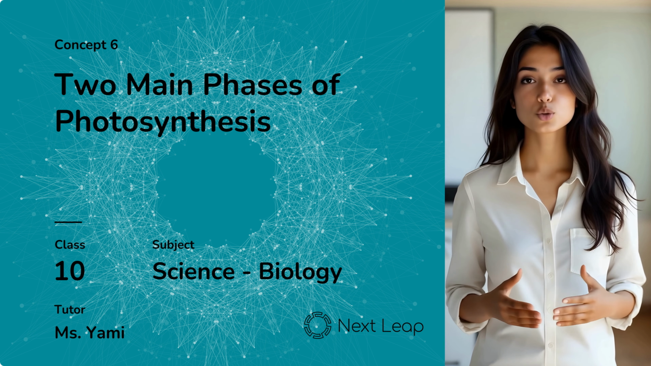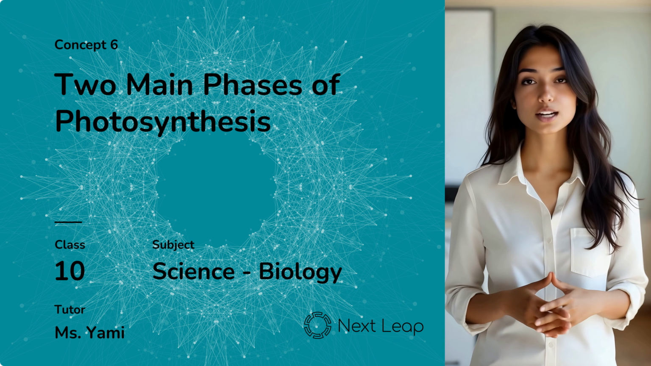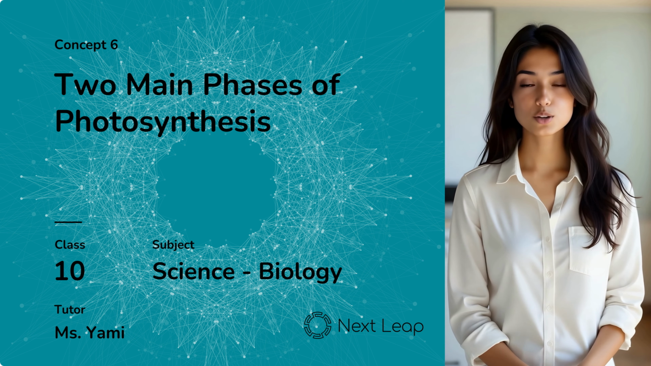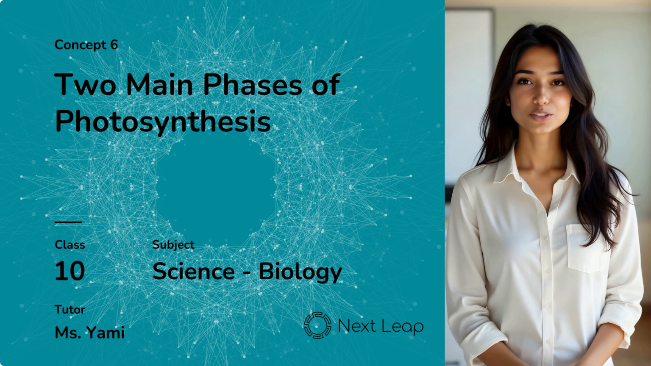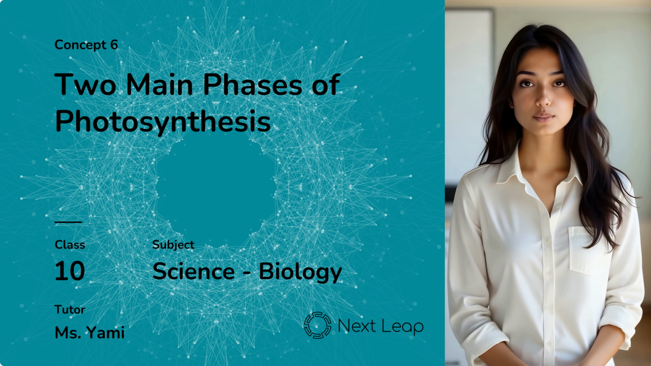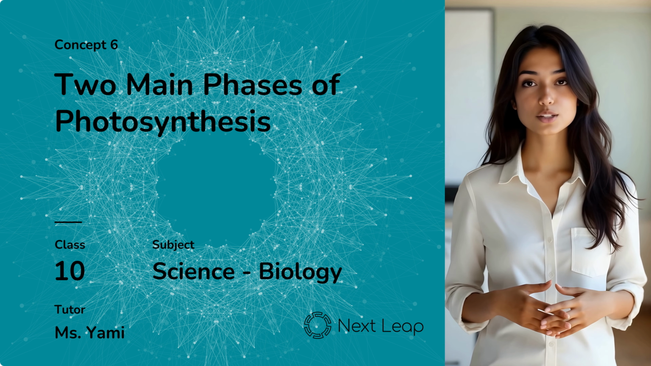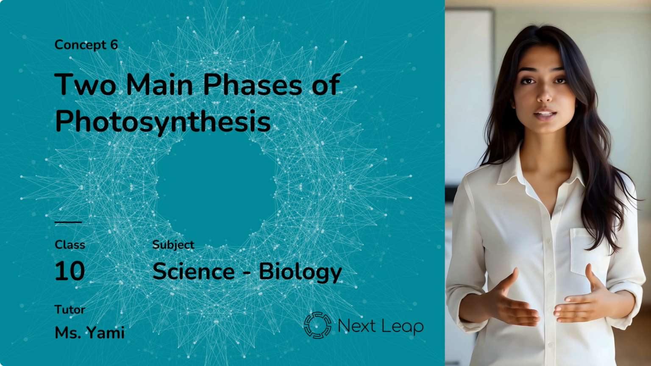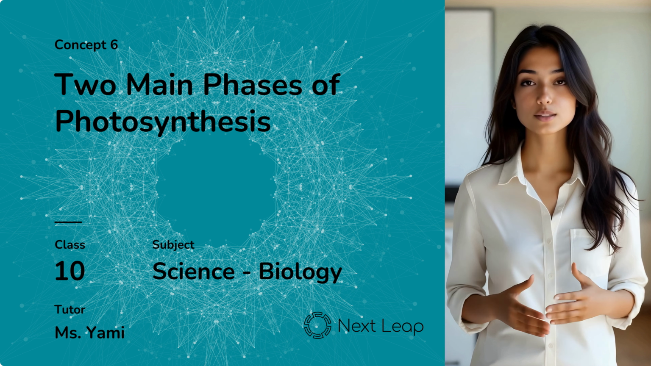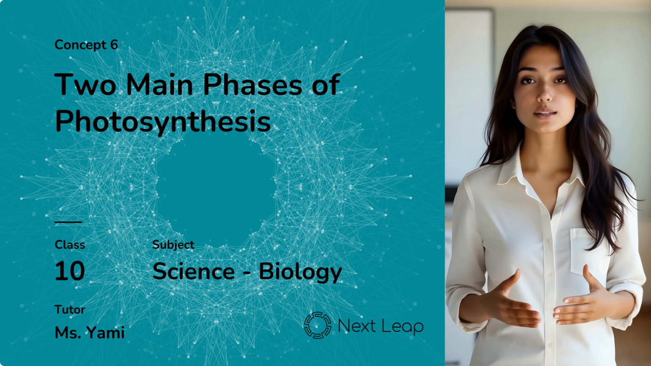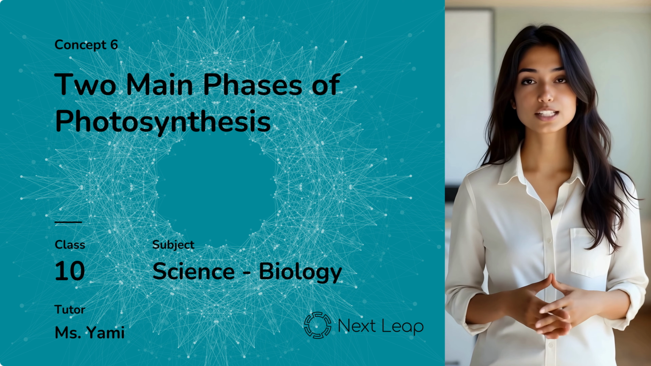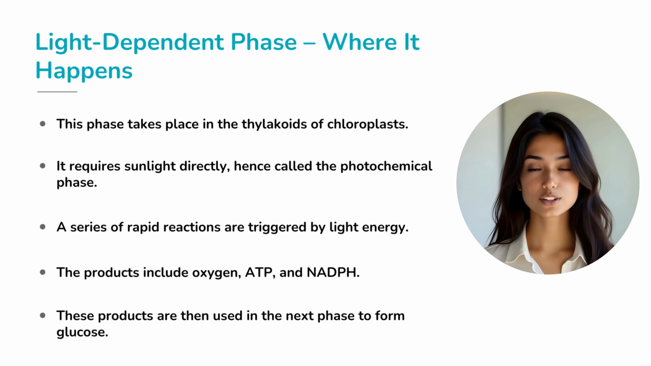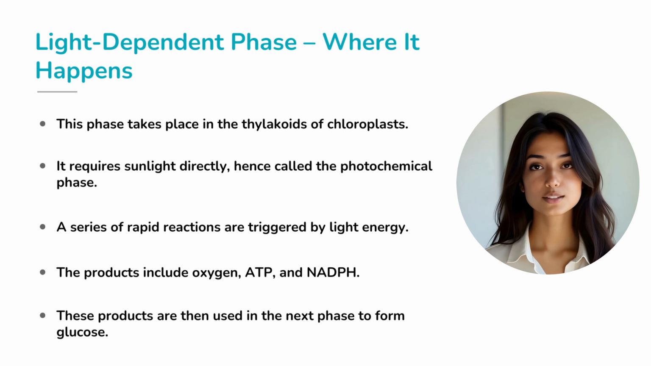These two phases don't happen in the same place inside the chloroplast. The light phase happens in the thylakoids, while the dark phase takes place in the stroma. And here's the beauty: neither phase is complete on its own. They work hand in hand to convert sunlight into stable, usable chemical energy, the very energy that sustains life on Earth. So let's step into the first phase, the light-dependent phase.